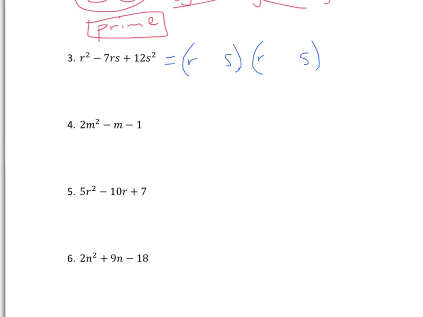We need two numbers that are going to multiply to positive 12, so they got to be the same sign, and that are going to add to negative 7. All right, so they're going to multiply to positive 12, add to negative 7. Since the 12 is positive, that means they have to be the same sign. Since negative 7 is negative, you know they're both going to be negative. So minus, minus. And now you got to find out what two numbers multiply to 12 and add to negative 7. Well, it could be 12 and 1, 6 and 2, 3 and 4. The one that works for us is 3 and 4. So it'd be r minus 3s and r minus 4s.